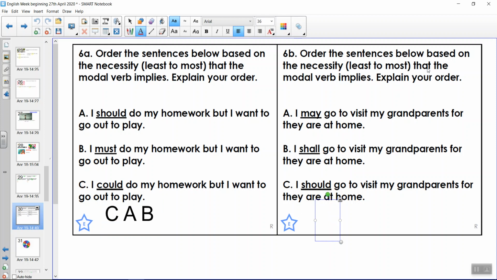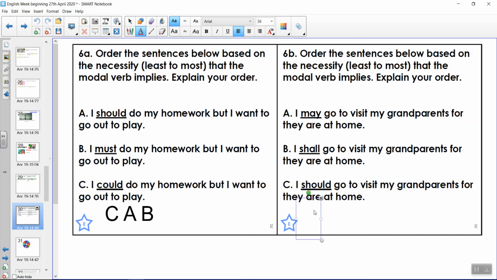Order the sentences below based on the necessity, least to most, that the modal verb implies. Explain your order. I may go to visit my grandparents, for they are at home. I shall go to visit my grandparents, for they are at home. I should go to visit my grandparents, but they are at home. Well, I think the least necessary is I may. It means I might not.